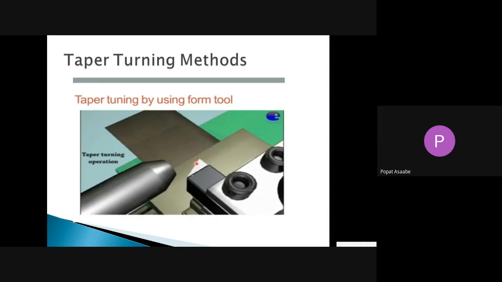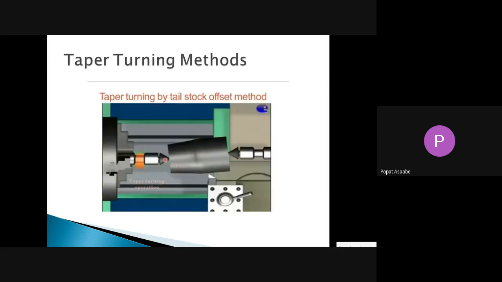Next method we have seen is taper turning by the tailstock offsetting method. In this method we have to give the offset to the tailstock. What is meant by offset? In the tailstock method, we just have to move the tailstock away from the lathe axis. Simple. Remember the offset in the tailstock method: we just have to move the tailstock away from the lathe axis.